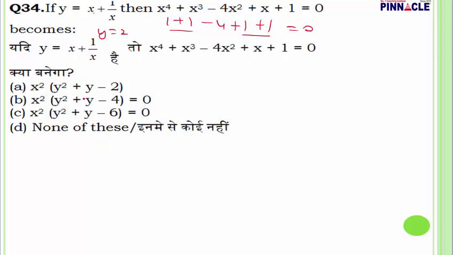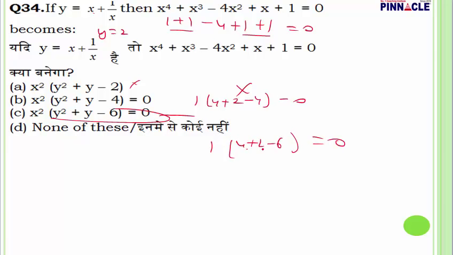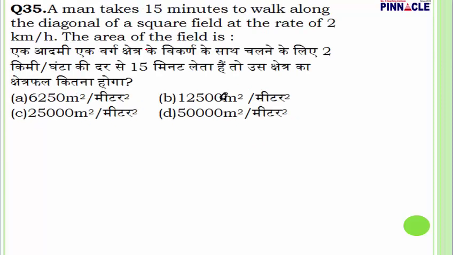Let's see the x² option, this is not possible because nothing is given in this. x² is 1, y we found 2, 2 into 2 is 4, 4 + 2 − 4 is not equal to 0. This is not possible. Let's try the third, x² is 1, 2 into 2 is 4, 4 + 2 − 6: 4 plus 2 is 6, 6 minus 6 is 0. So this entire expression would be 0. C is the answer. By putting in values, we can find it easily.